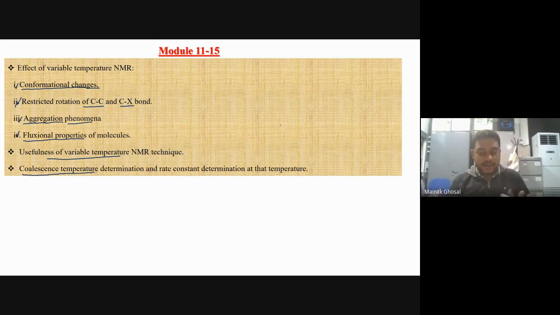And from this coalescence temperature, you can easily determine the rate constant for this conversion using this relation, which was mentioned: kc equals pi delta nu by root 2. By this relation, you can determine the rate at which this is changing. Okay, so here I want to mention one thing. Here a type of molecule is mentioned, which is called a fluxional molecule.